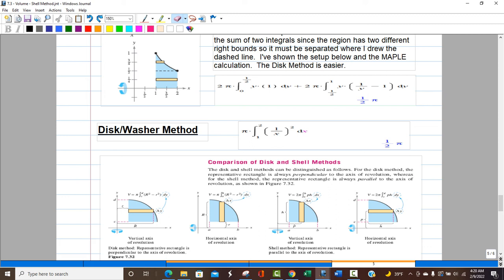So, while these last two examples were doable both ways, I think I'd have to give the edge to the disc washer method.